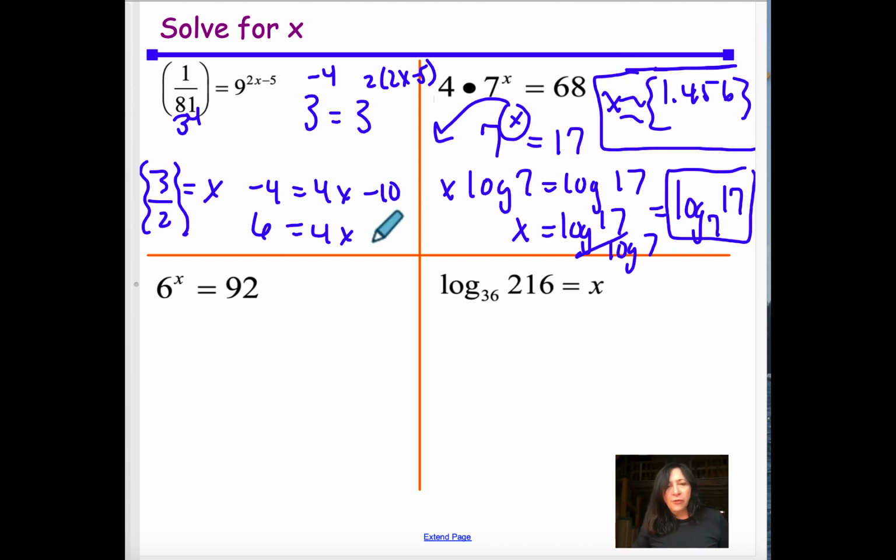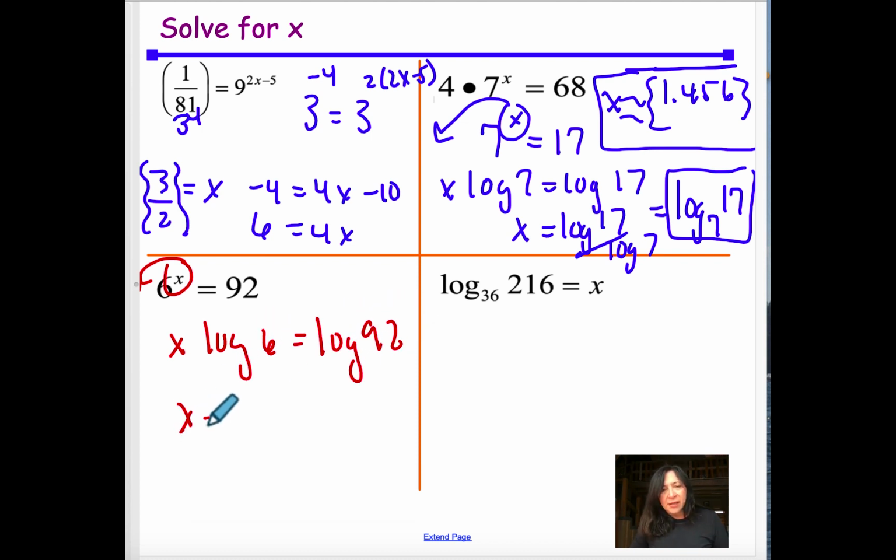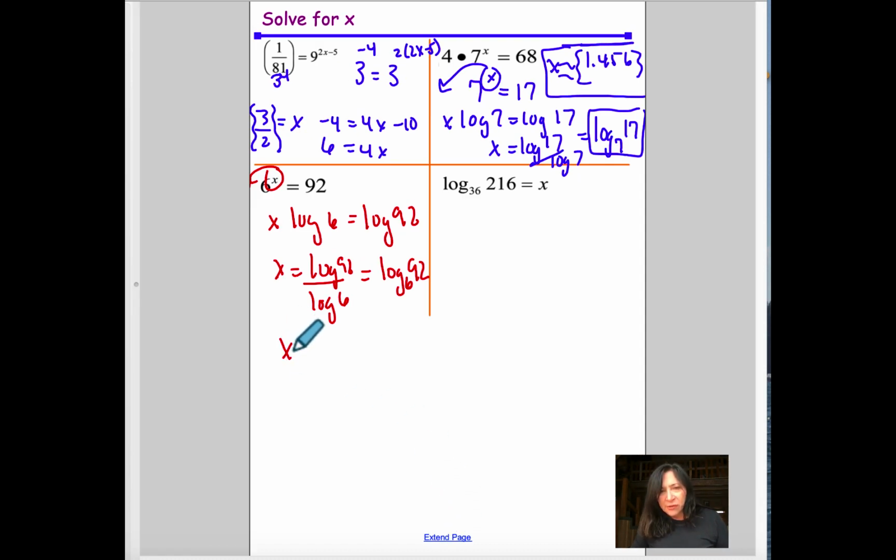For this problem, also, I'm not going to get common bases, so I'm going to log both sides so that x goes out front. So we have x log 6 is equal to log of 92. So x equals log of 92 divided by log of 6. And I can rewrite that as log base 6 of 92. You're going to want to put that into a solution set, so give me an answer for that.